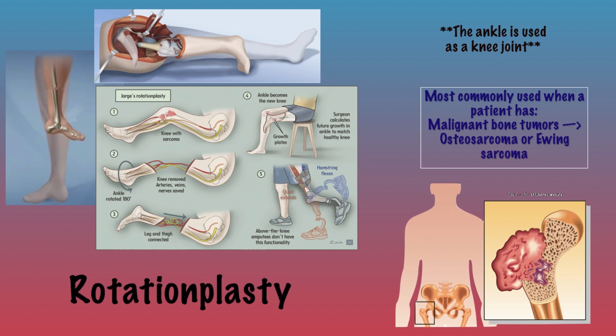This is an extraordinary form of reconstructive surgery that enables the ankle to be used as a knee joint. It involves the removal of the bottom of the femur, the knee, and the upper tibia. The lower part of the leg is then rotated 180 degrees and attached to the thigh.